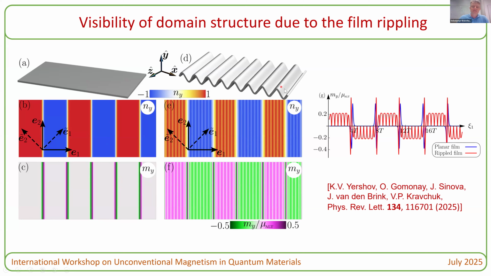But when we make the rippling, there appears a magnetization signal also from the domain, not only from the domain wall itself. It's still here, but also from the domain. And theoretically, due to such a kind of rippling, one can see the domain structure also in antiferromagnet.